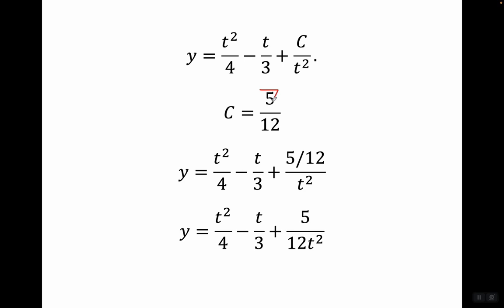Okay, so that's our differential equation. We know that c equals 7/12. So we end up with y equals t squared over 4 minus t over 3 plus 7/12 over t squared. If you put the 12 on the bottom, you end up with y equals t squared over 4 minus t over 3 plus 7 over 12 t squared.